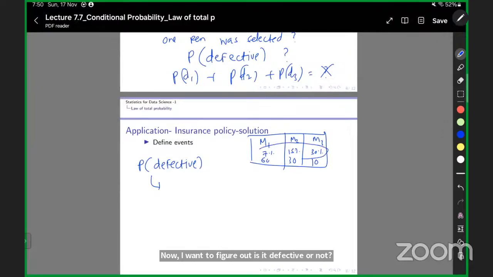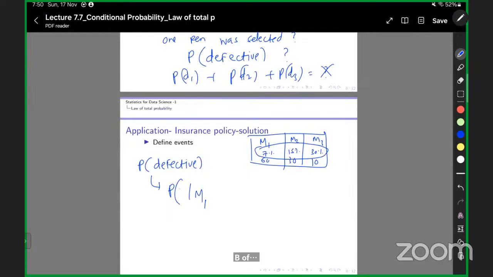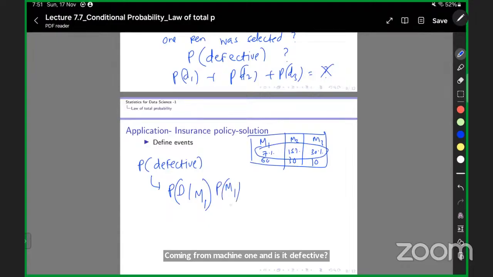You can say it kind of like this, right? So what I have to do is first I have to select P of machine 1. Is it coming from machine 1 and is it defective? Multiply with the probability it was chosen from machine 1, right? This is the law of total probability that I have to use.